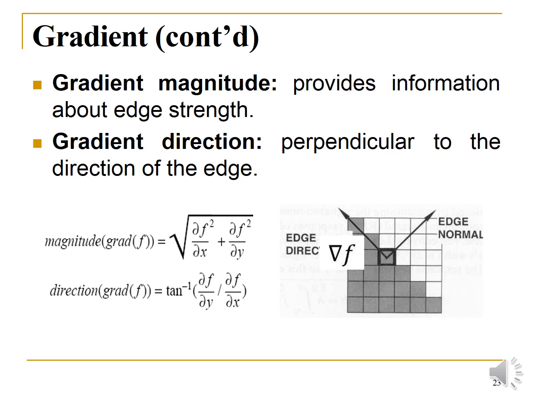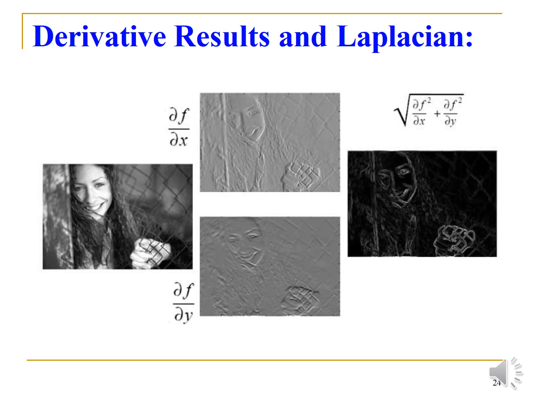Similarly, we have some formulas for calculating the gradient function as well. For magnitude we have a separate formula, and for gradient direction we have a separate formula. For magnitude, grad of f is equal to the square root of dou f squared by dou x plus dou f squared by dou y. And to find the direction of a particular pixel, we use the gradient direction equal to tan inverse of dou f by dou y divided by dou f by dou x. By using these two formulas, we can find the pixel magnitude and direction.